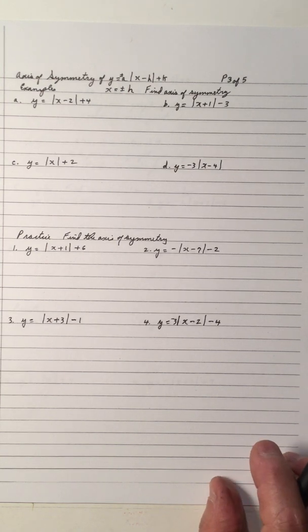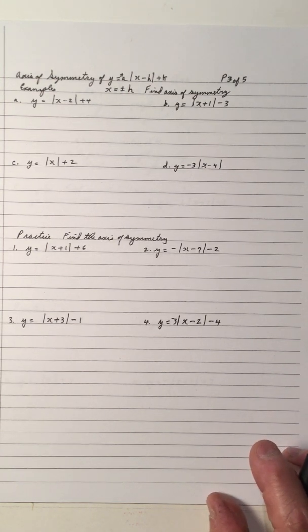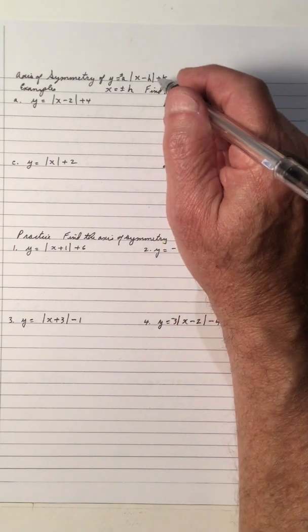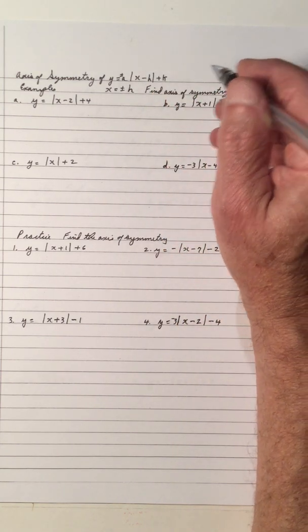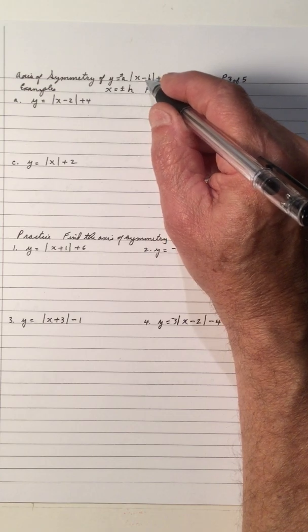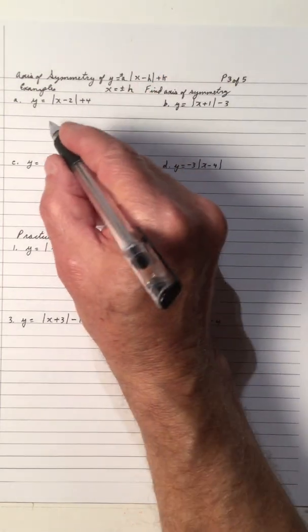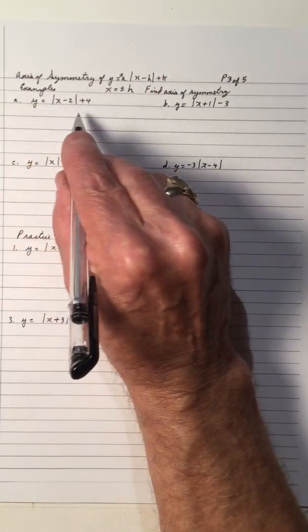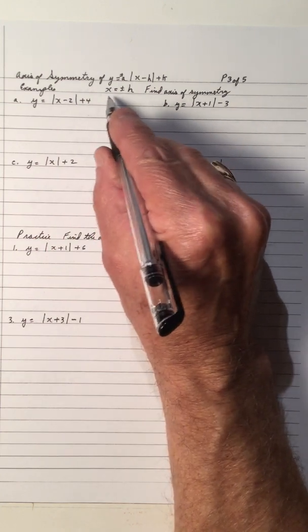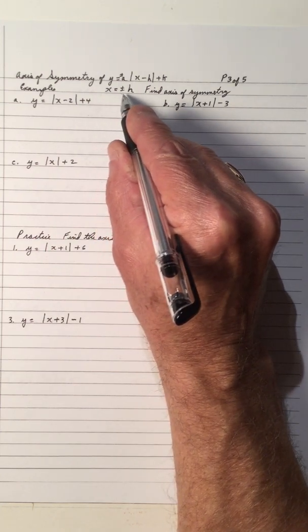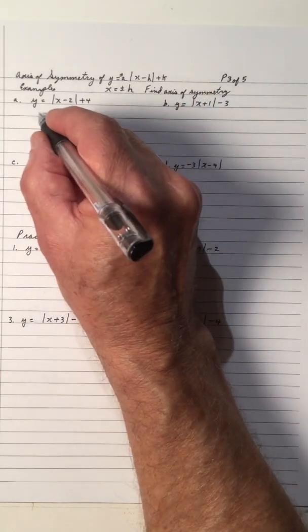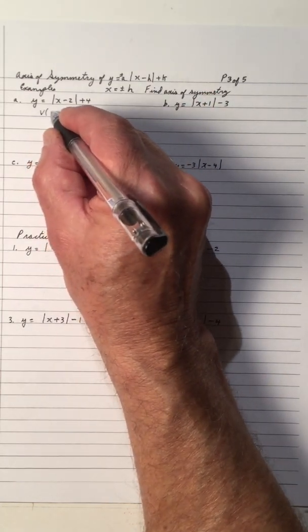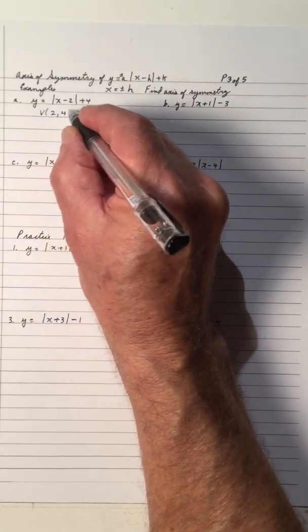A concept or an idea that I never discussed on the absolute value function of a linear is the idea of an axis of symmetry. Let me explain. This equation, we've got the axis of symmetry is x equals plus or minus h. So the vertex is x is 2, y is 4.